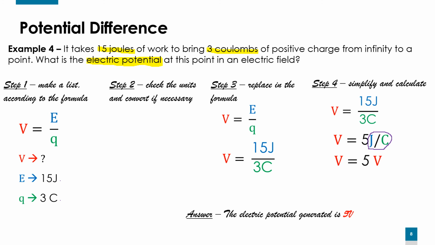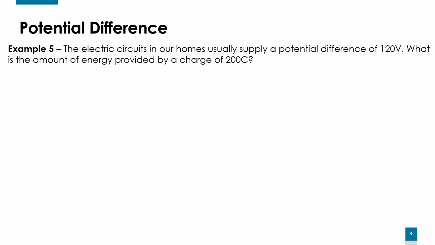Okay? Okay, so take a breath, and let's go to the last one. The electrical circuits in our homes usually supply a potential difference of 120 volt. What's the amount of energy provided by a charge of 200 coulomb? So let's read again and highlight. The electric circuits in our home supply a potential difference of 120 volt. What's the amount of energy provided by a charge of 200 coulomb?